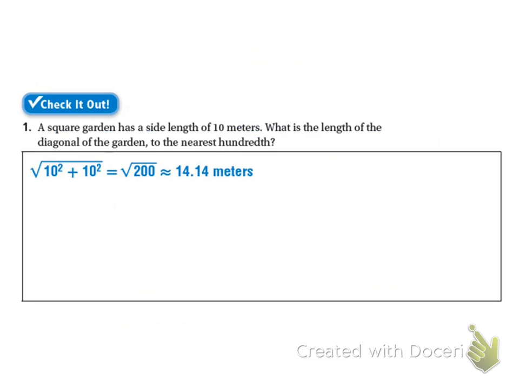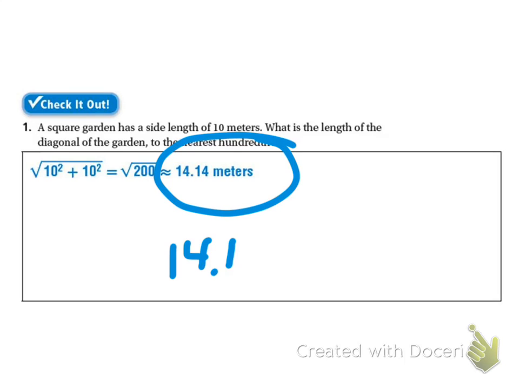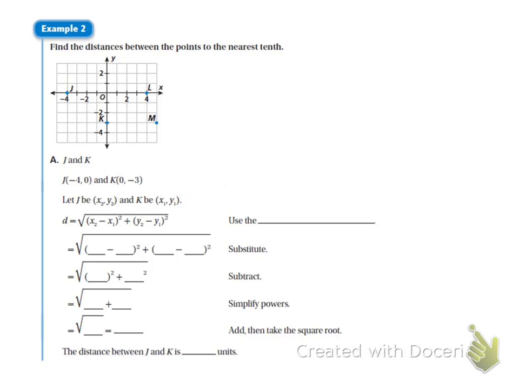Okay, you should have found the answer to be 14.1 meters or 14.14. They were rounding to the nearest hundredth, so you should have written down 14.14 meters. Okay, next one, number 2.